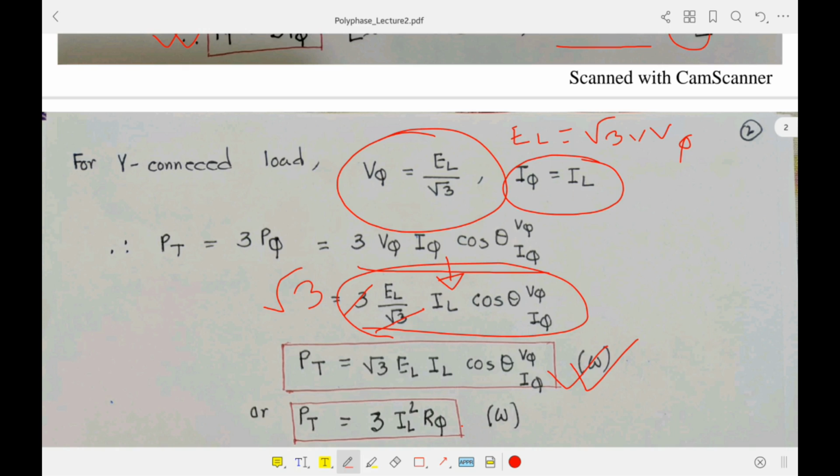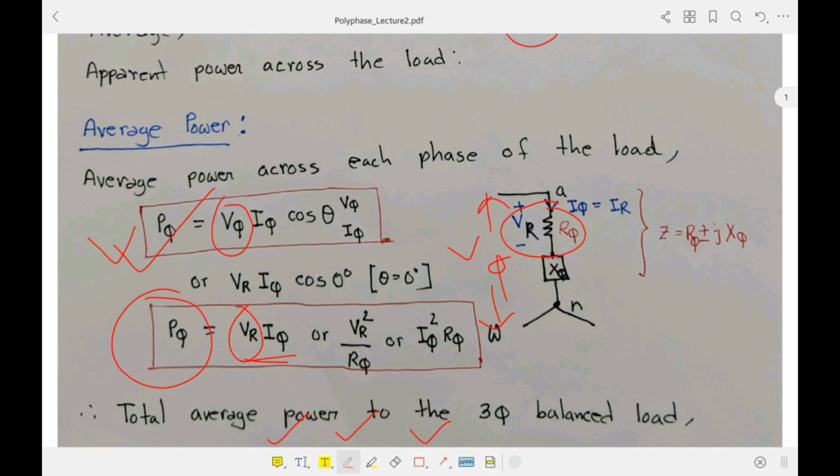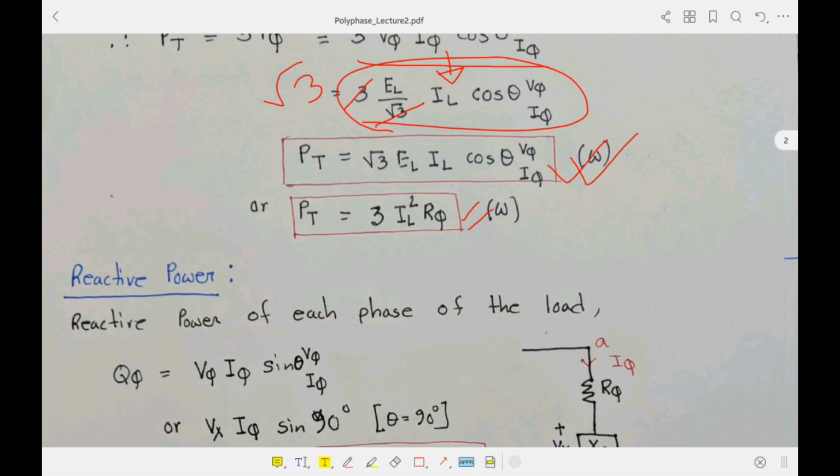And if you want to write another expression, that is 3 IL square R phi. That is the simple expression shown here. Since I phi and IL are both equal, I can write it as 3 IL square R phi as well. So this is the average power equation in terms of line components.